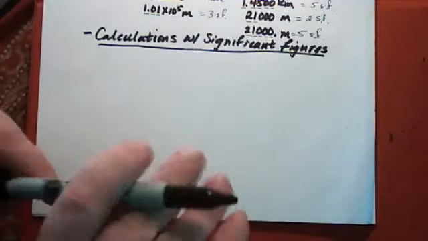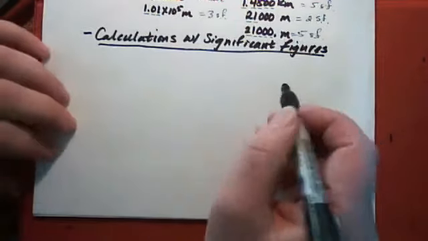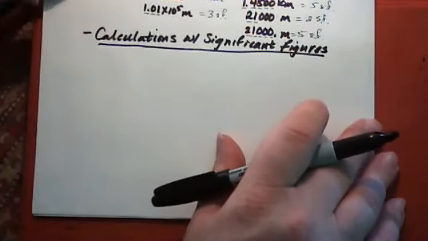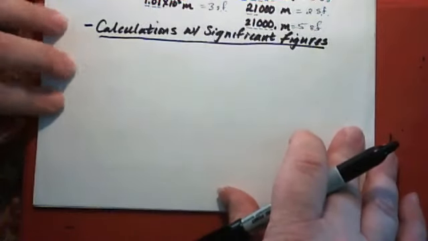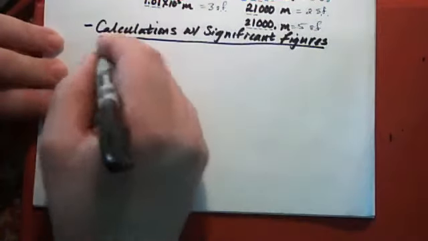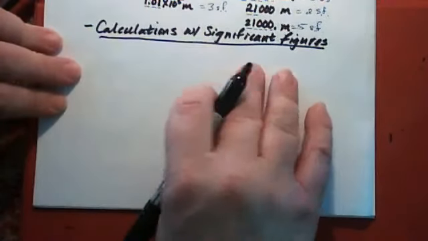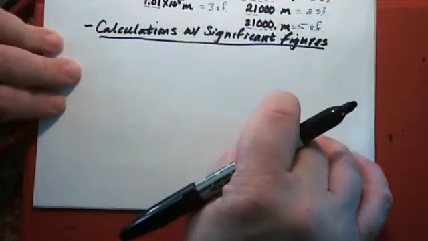Okay, we're back, and we're about to do calculations with significant figures. The main point to significant figures is not just to know how accurately you know a number, but to know how accurately you know the results of the calculation. That's really the real utility of significant figures. So when you're doing calculations with significant figures, there's certain rules you have to follow that determine the number of significant figures your answer should have.